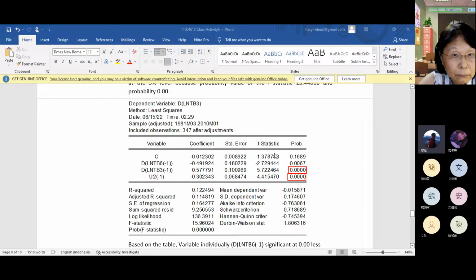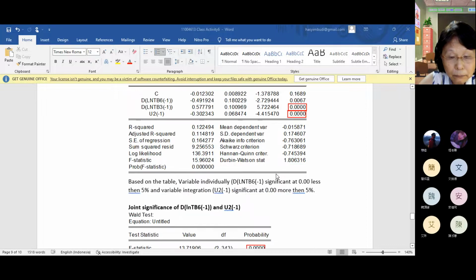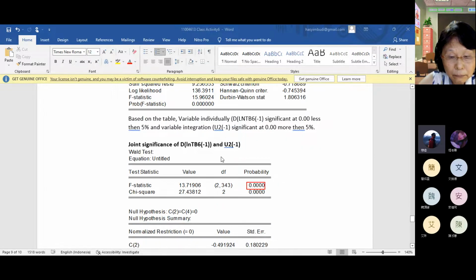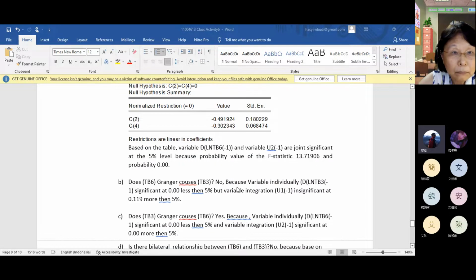And then when we use the dependent variable TB3, the individual variable and joint variable are significant, but I try to use the joint significance in TB3. The F statistic is significant. And then B, does the TB6 change cause TB3? No, because the variable is individually significant, but the variable integration U1 is insignificant.